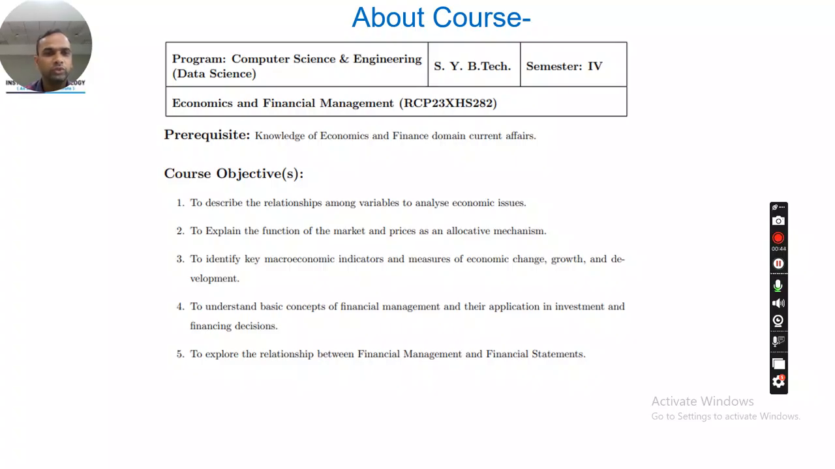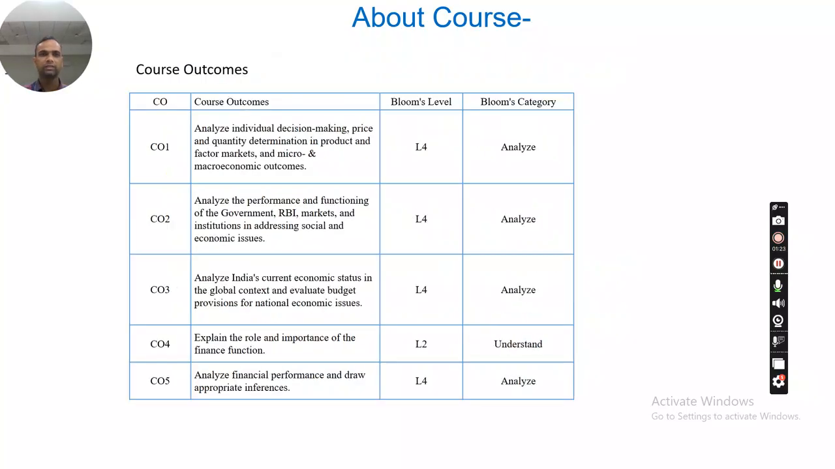Then the course objectives are given below. First, to describe the relationships among variables to analyze economic issues. Second, to explain the function of the market and prices as an allocative mechanism. Third, to identify key microeconomic indicators and measures of economic change, growth and development. Next is to understand basic concepts of financial management and their application in investment and financing decisions. And the last one is to explore the relationship between financial management and financial statements.